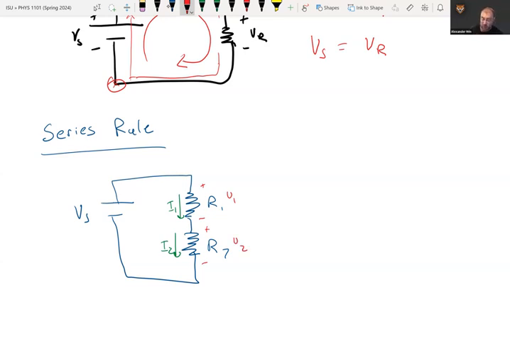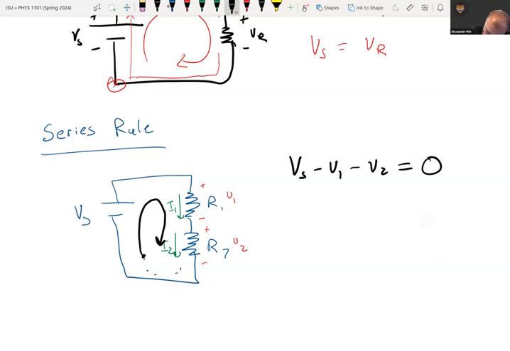Now, we don't know what V1 and V2 are in this case. However, what we can say is we can do a little loop like so. If we do that little loop, we know that V source is what we gain. We subtract V1, because we then come to resistor 1. We subtract V2, and then we come back to where we started. Those should be equal to 0, which means that our source voltage has to be equal to V1 plus V2.